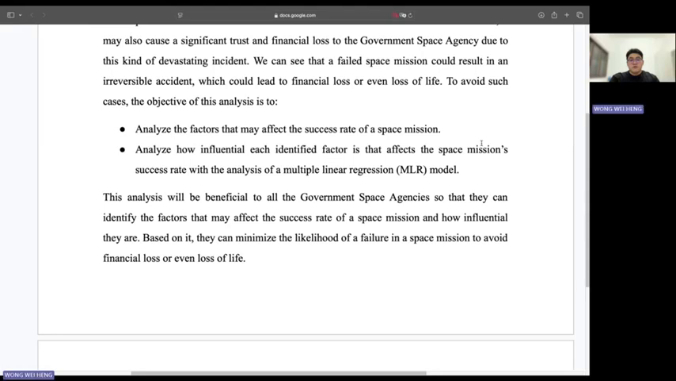This analysis will be beneficial to all the government space agencies so that they can identify the factors that may affect the success rate of a space mission and how influential they are. Based on it, they can minimize the likelihood of failure in space missions to avoid financial loss or even loss of life.